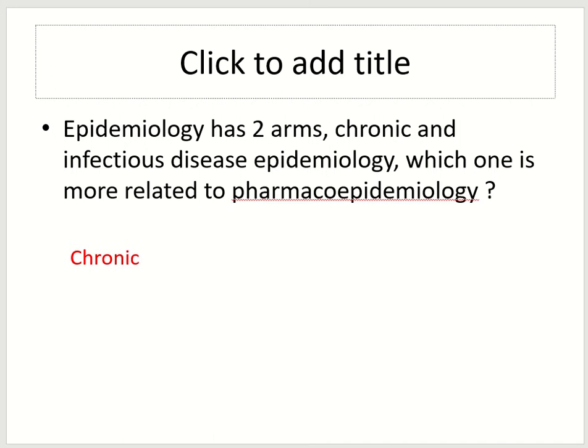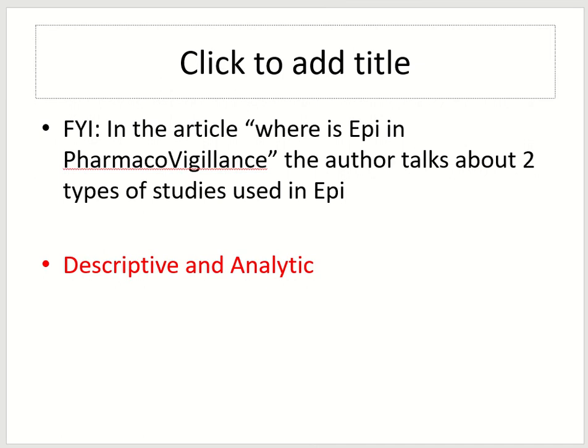And therefore, we need to understand what is cause. And we'll talk about that later. However, what we want to address here is that pharmacoepidemiology deals more with the tools developed for chronic disease epidemiology rather than infectious disease epidemiology. An important article that you will have on Blackboard is called Where is Epidemiology in Pharmacovigilance? In that article, the author talks about not two arms of epidemiology, rather two types of studies, and these are not to be confused. The two types of studies addressed in the article are the descriptive type of studies and the analytical type of studies.